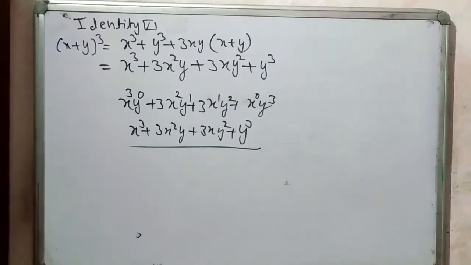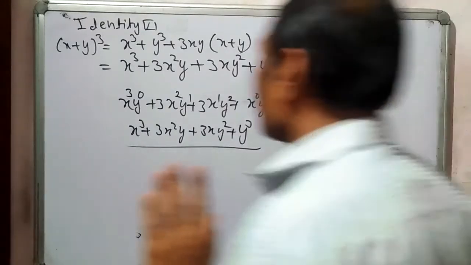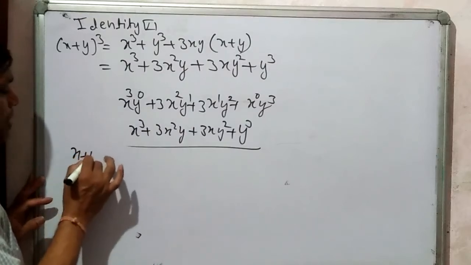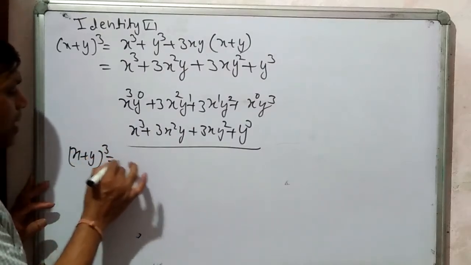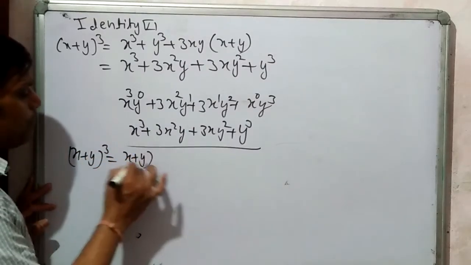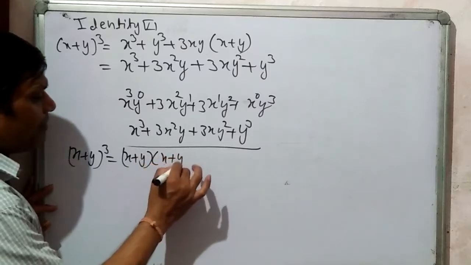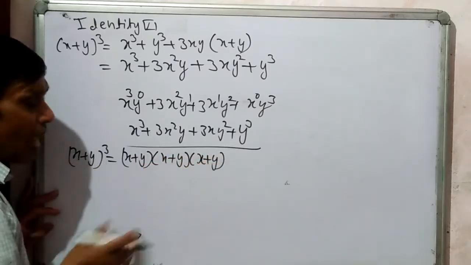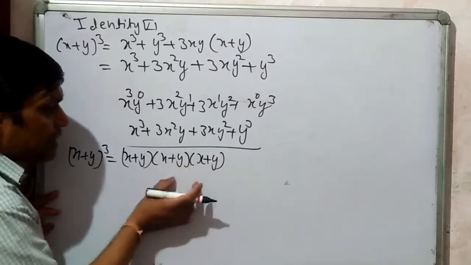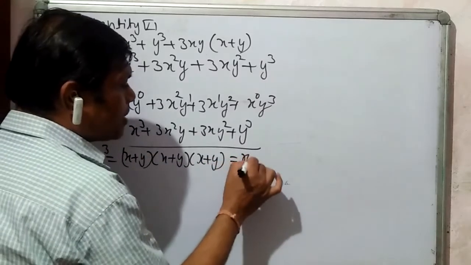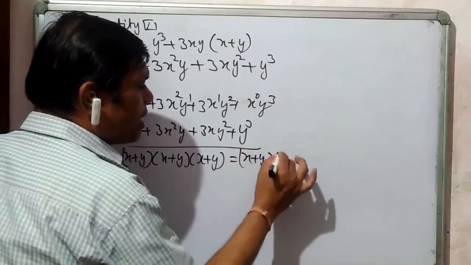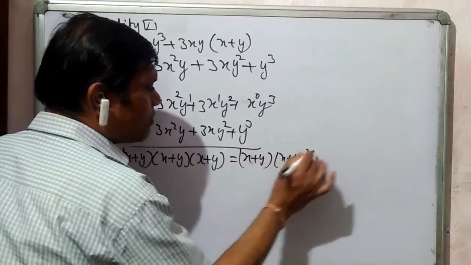Very easy method of memorizing this identity. Yes, I am going to tell you how it has come. Let us see. We have x plus y whole cube. I can write this as x plus y multiplied with itself 3 times. I can take these as x plus y whole square. So this is the same as x plus y multiplied with x plus y whole square.